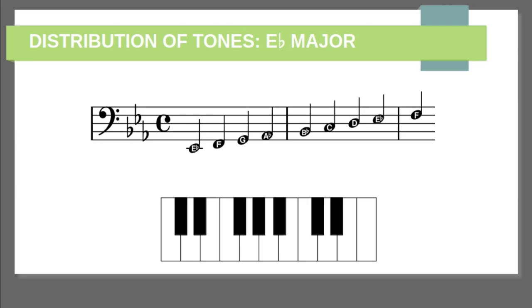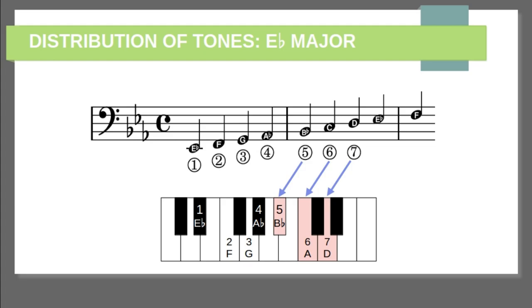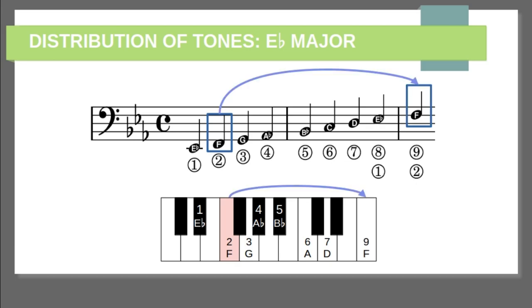Another example is in the key of E flat major. In the sequence E flat, F, G, A flat, and so on, the home note E flat gets the prime. F is the second, G is the third, A flat is the fourth, and so on. The ninth is just the second F, but an octave higher.